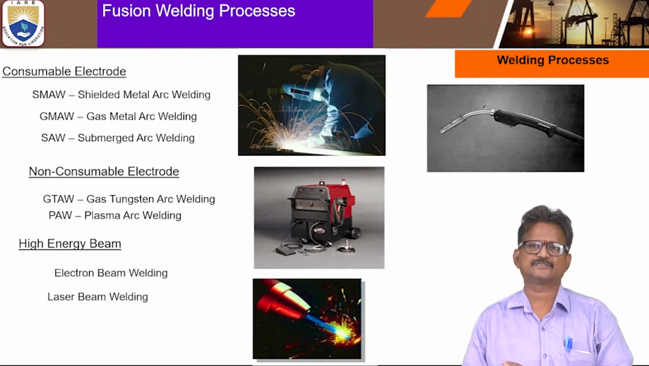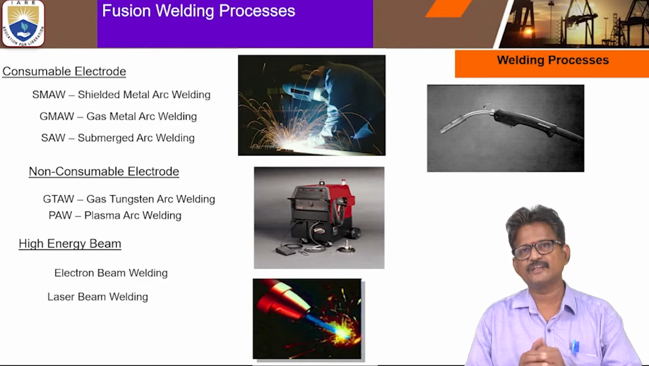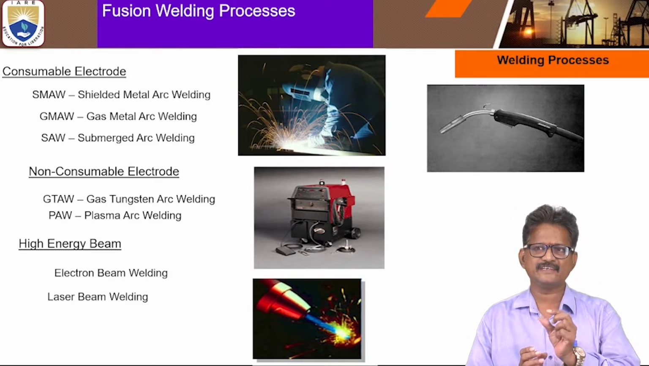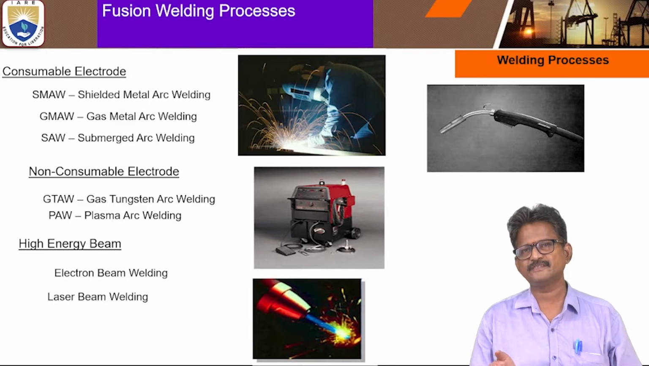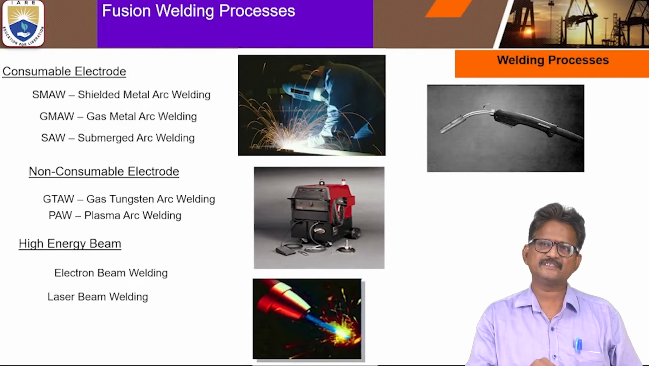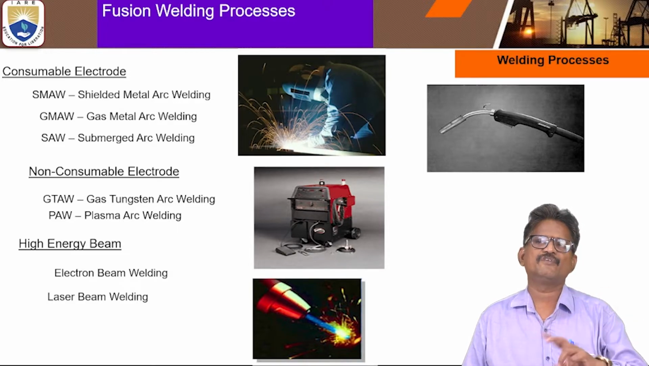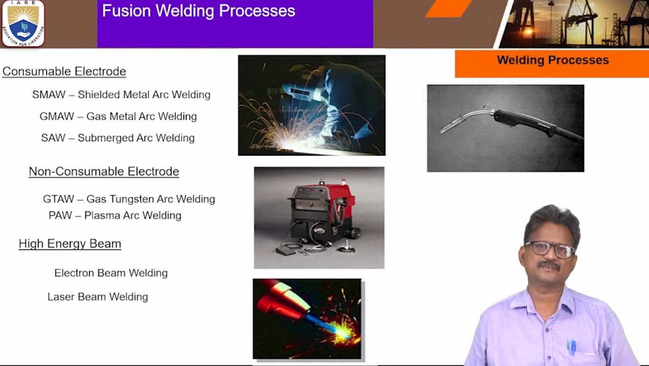Fusion welding process. Before going to discuss the fusion welding process, as I said, the term welding can be defined as the process of joining two similar or dissimilar metals, with or without adding filler metal, with or without application of pressure. So this is a general definition of a welding process. Also we can call it a fabrication process, and sometimes it is called a secondary process.